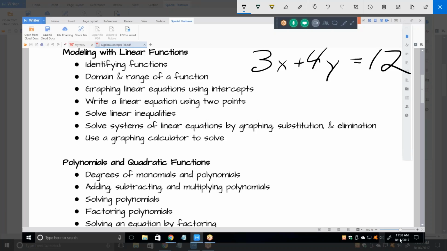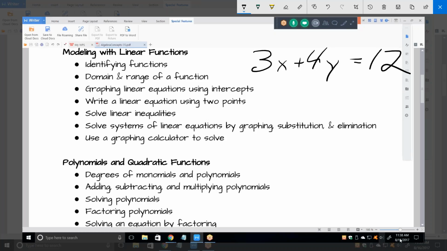What kind of function is that? Is that linear? Is it quadratic? Is it cubic? Is it square root? Each of those things I said are different types of functions. What kind is this? Linear? Yeah, because there's a y to the 1 power and an x to the 1 power.